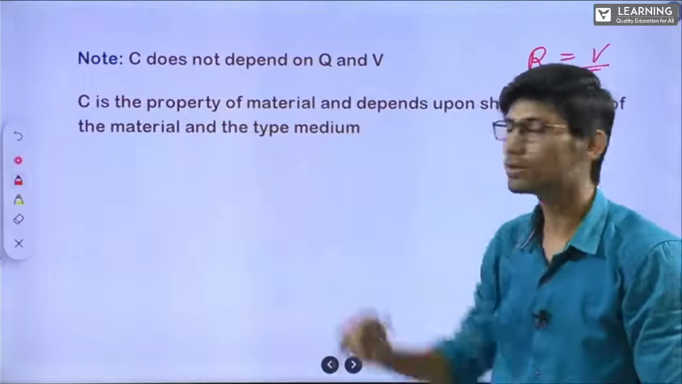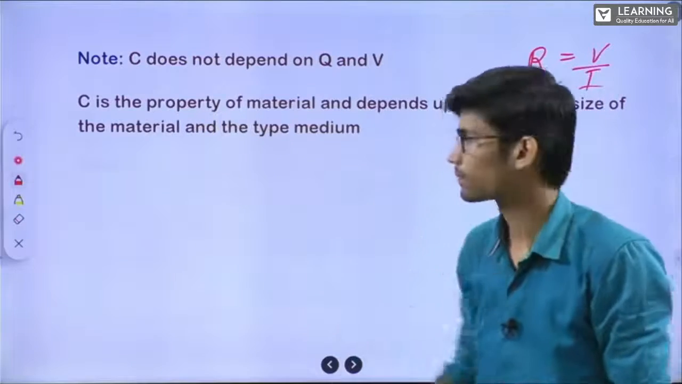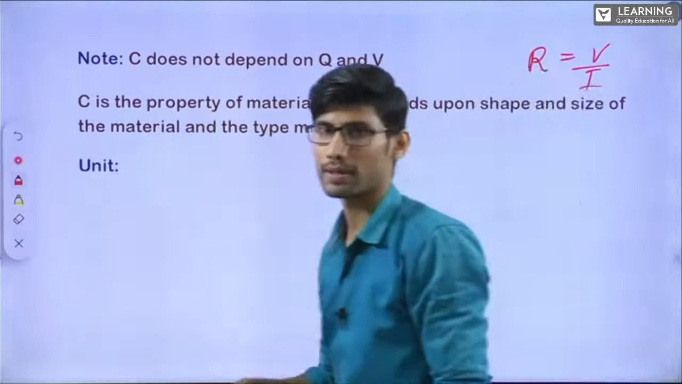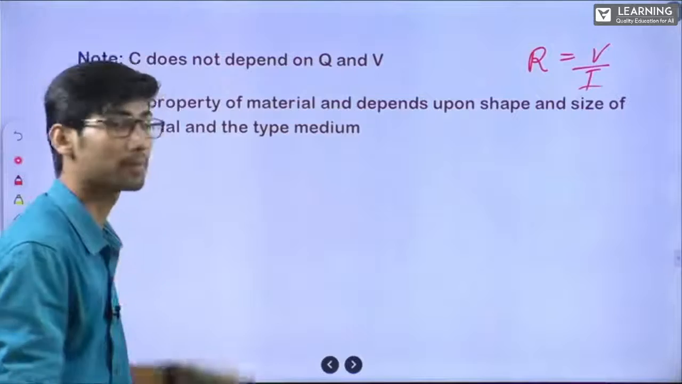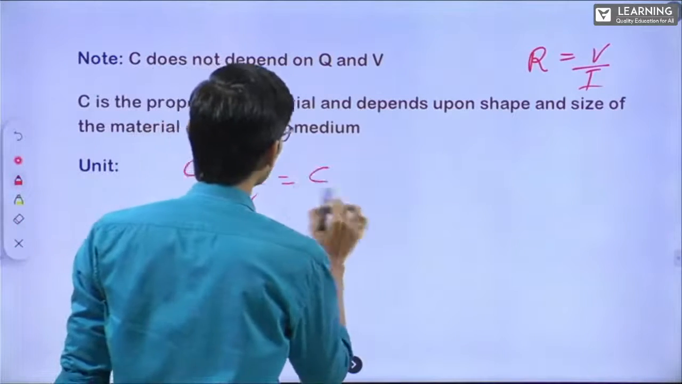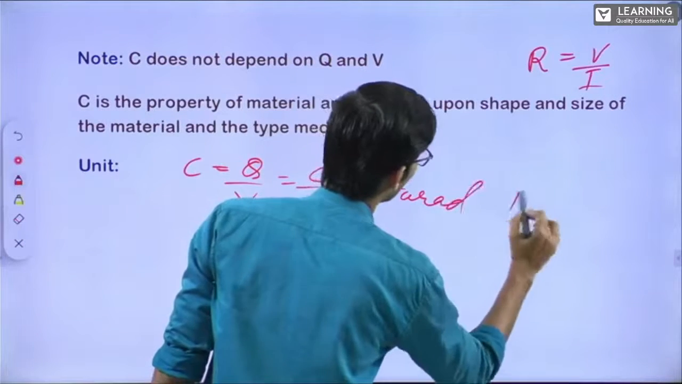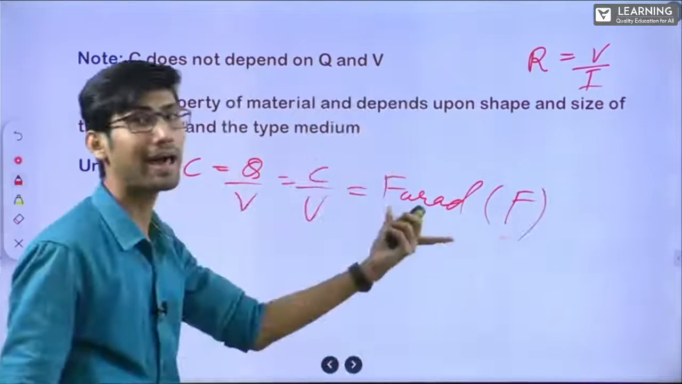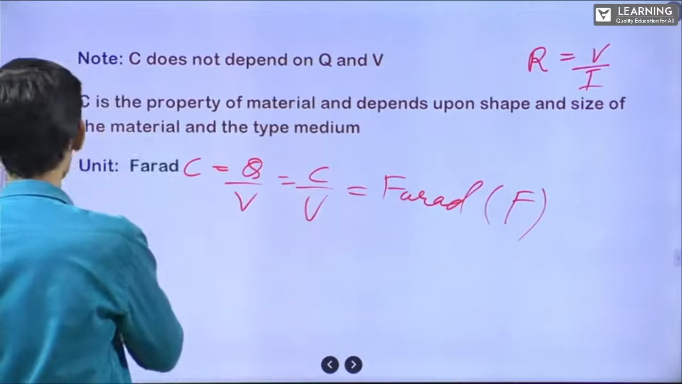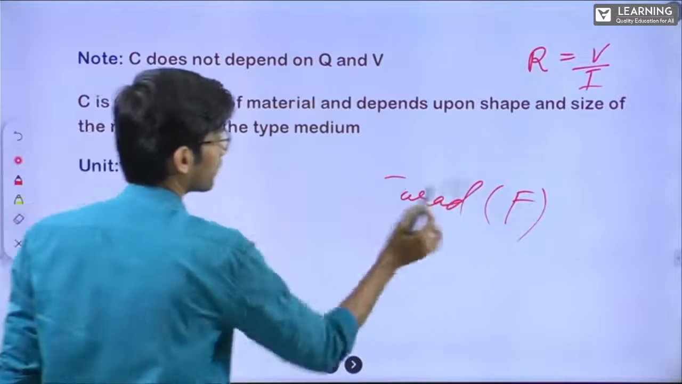Okay. To explain this, I have a question also. You can feel this thing also. Before that, what is the unit of capacitance? Capacitance is equal to Q by V, that is coulomb per volt. What is coulomb per volt? Coulomb per volt is farad. We represent it by F. Farad. Okay. You can note it down.